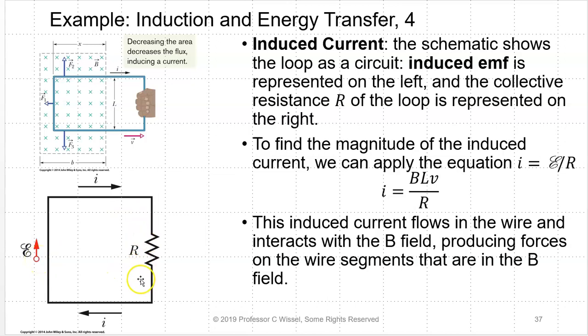And the collective resistance of the loop is represented on the right as R. We find the magnitude of the induced current. We apply the equation I equals E over R. That's just a version of Ohm's law. So I equals BLV over R.